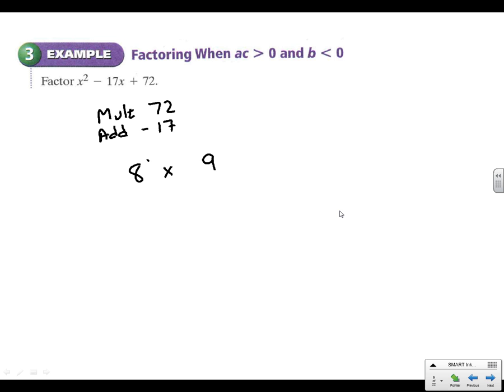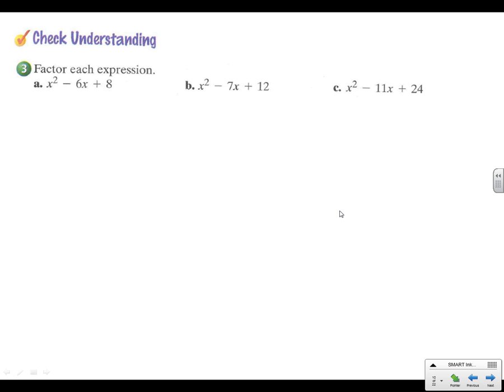So we'll have our x's, and now our job is to figure out the signs. Well, if we multiply to a positive, the signs must be the same, but if we add to a negative, those signs must both be minuses. So x minus 8 and x minus 9 is what we would have here. Your turn again, 3a, b, and c.